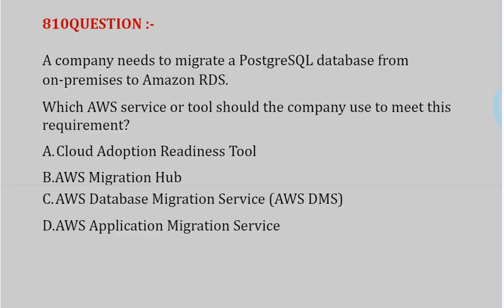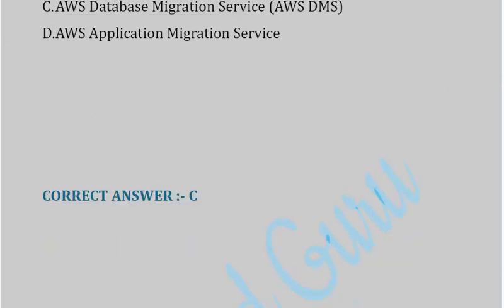Question is, a company needs to migrate a PostgreSQL database from on-premises to Amazon RDS. Which AWS service or tool should the company use to meet this requirement? Option A, Cloud Adoption Readiness Tool. Option B, AWS Migration Hub. Option C, AWS Database Migration Service, AWS DMS. Option D, AWS Application Migration Service. Correct answer is option C.